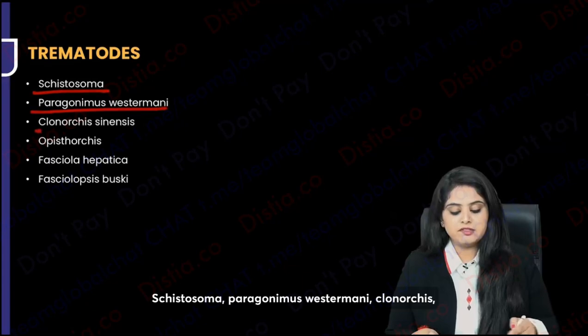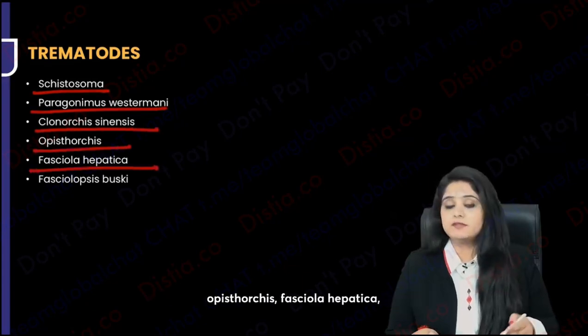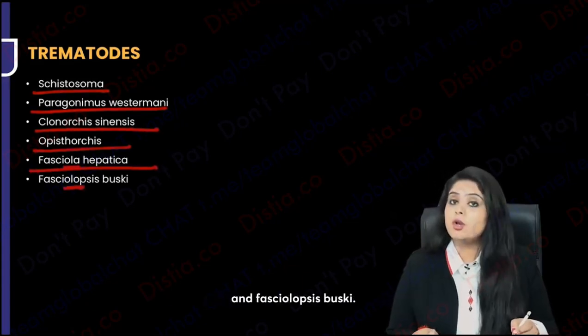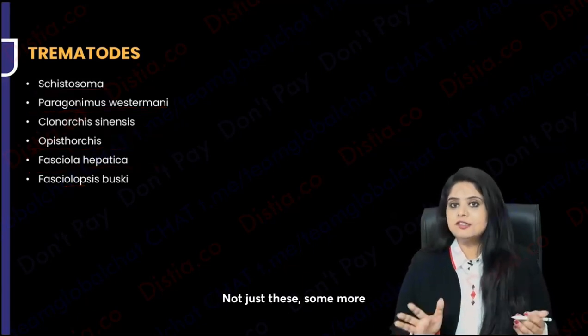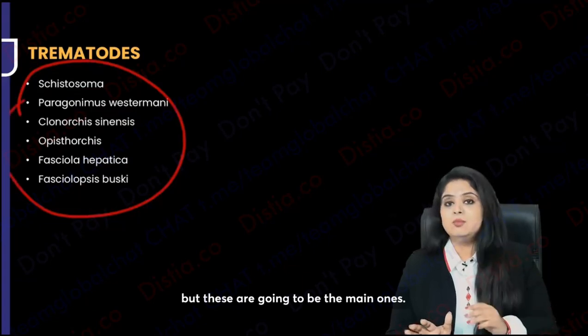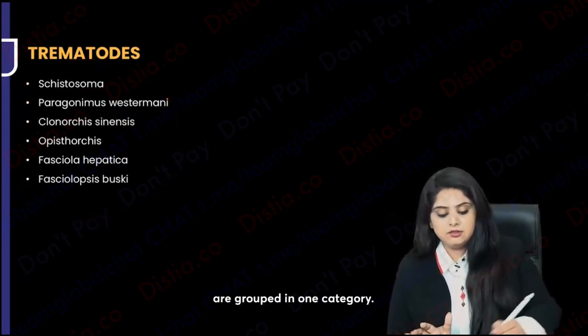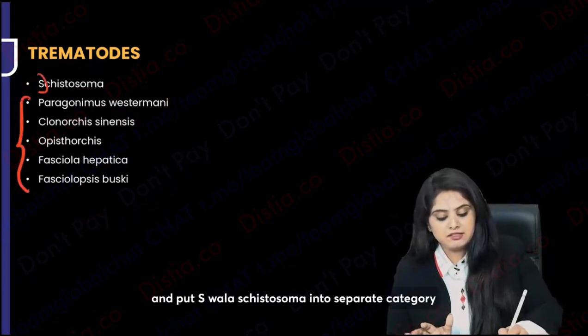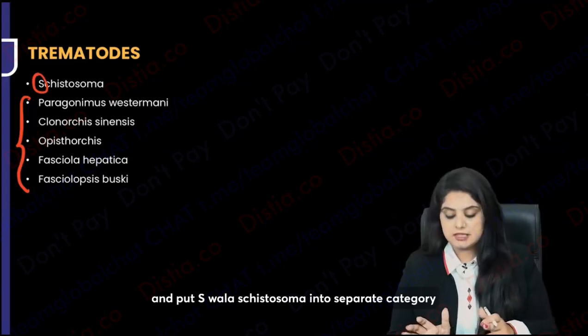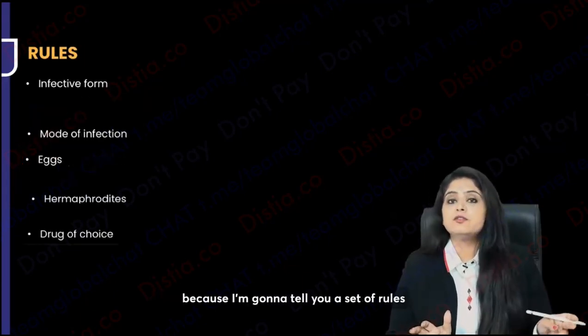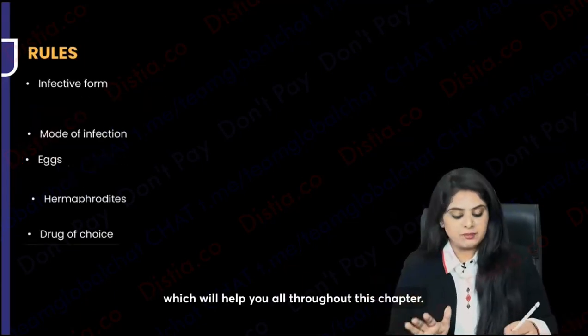Schistosoma, Paragonimus westermani, Clonorchis, Opisthorchis, Fasciola hepatica, and Fasciolopsis buski. Not just these, there are some more, but these are going to be the main ones. I just want to tell you that all of them are grouped in one category. So put all of them under one, and put Schistosoma into a separate category, because I'm going to tell you a set of rules which will help you all throughout this chapter.